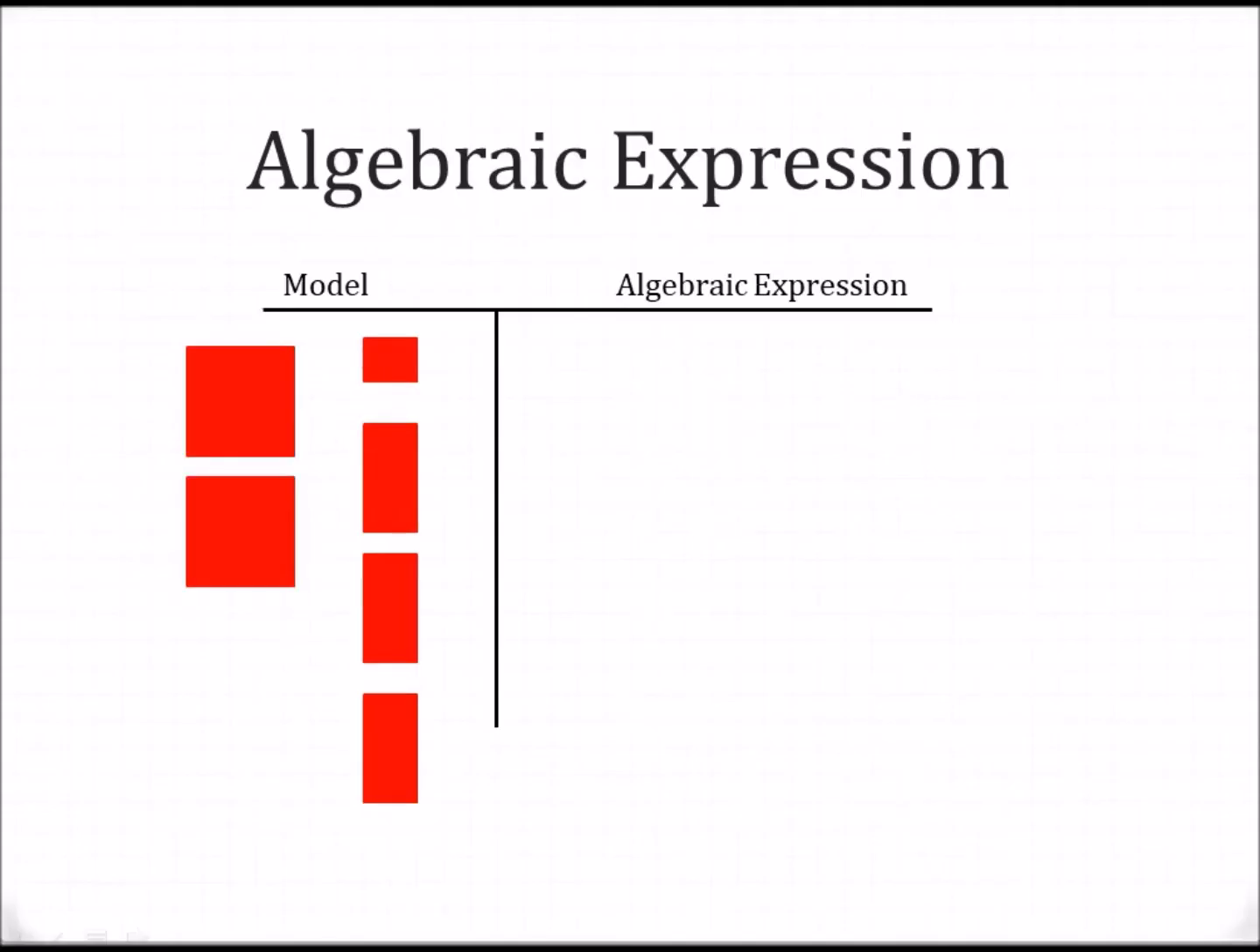The next model we have is x squared, but notice that it is also red, and then we also have 3 of the x's in red and 1 unit that is in red. Everything is in red, so that means everything is negative. Our algebraic expression is negative x squared minus 3x minus 1.